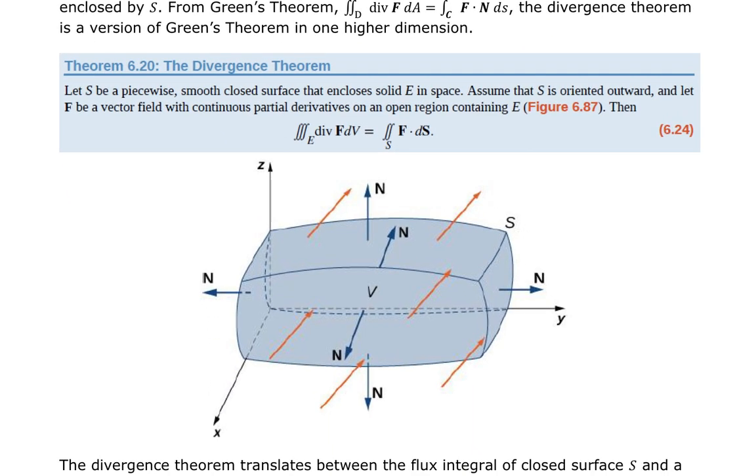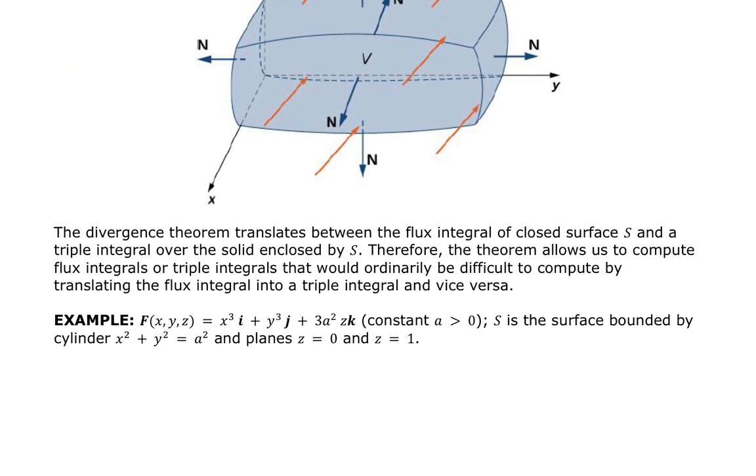Then this is true. My triple integral over the solid of the divergence of F dV is the same thing as the sum of the surface integrals, I should say, of F dotted with dS. So this allows us to go from one to the other.